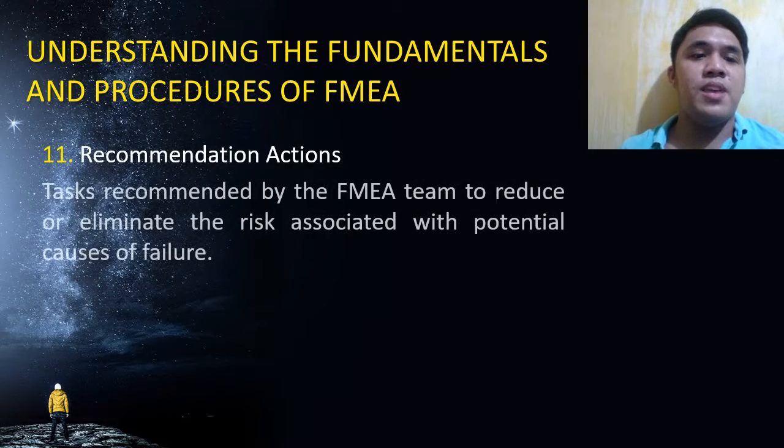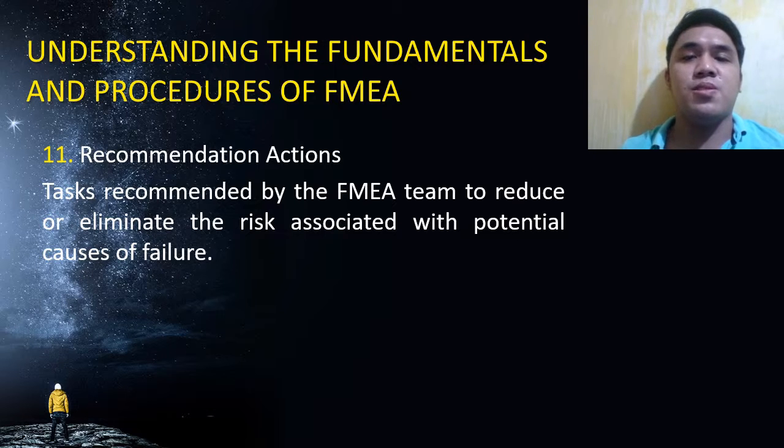So number 11 is the recommended actions. Tasks recommended by the FMEA team to reduce or eliminate the risk associated with potential causes of failure. They should consider existing controls, relative importance of the issue, and the cost and effectiveness of the corrective action. There can be many recommended actions for each cause. In practice, it usually takes more than one, and sometimes many actions to address high-risk issues.